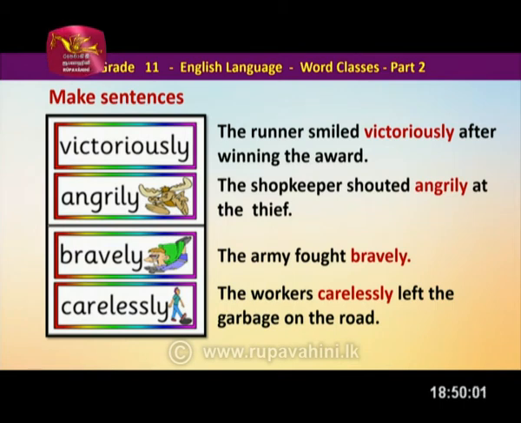The shopkeeper shouted angrily at the thief. You are not supposed to smile at them. When you have thieves, yes, you have to shout angrily. So shouted is the verb, angrily, adverb. The army fought. How did they fight? Bravely. The workers left the garbage on the road. How did they leave the garbage on the road? Carelessly, without any care, without giving any thought about it.